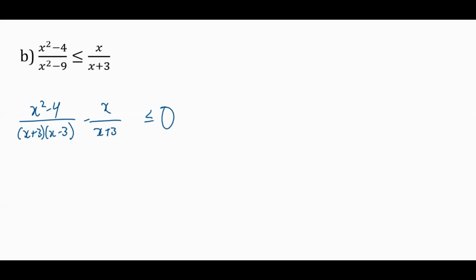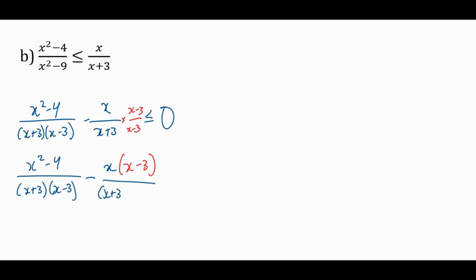I just need to add an x minus 3 to this, and this is where we multiply it by x minus 3 over x minus 3. That's what I was trying to squeeze in there. x squared minus 4 less than or equal to 0.